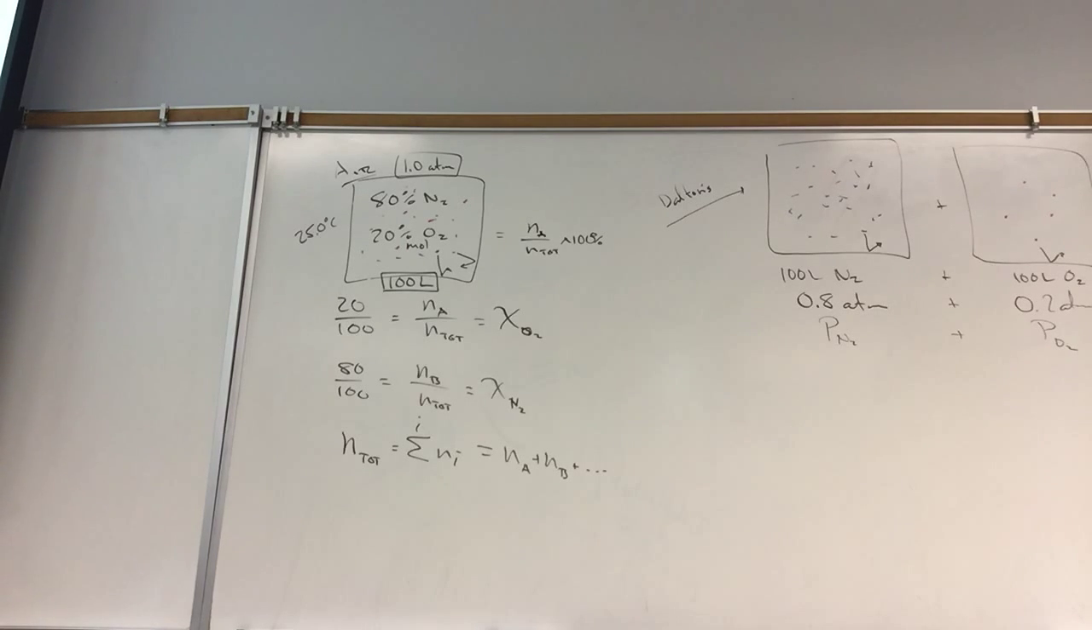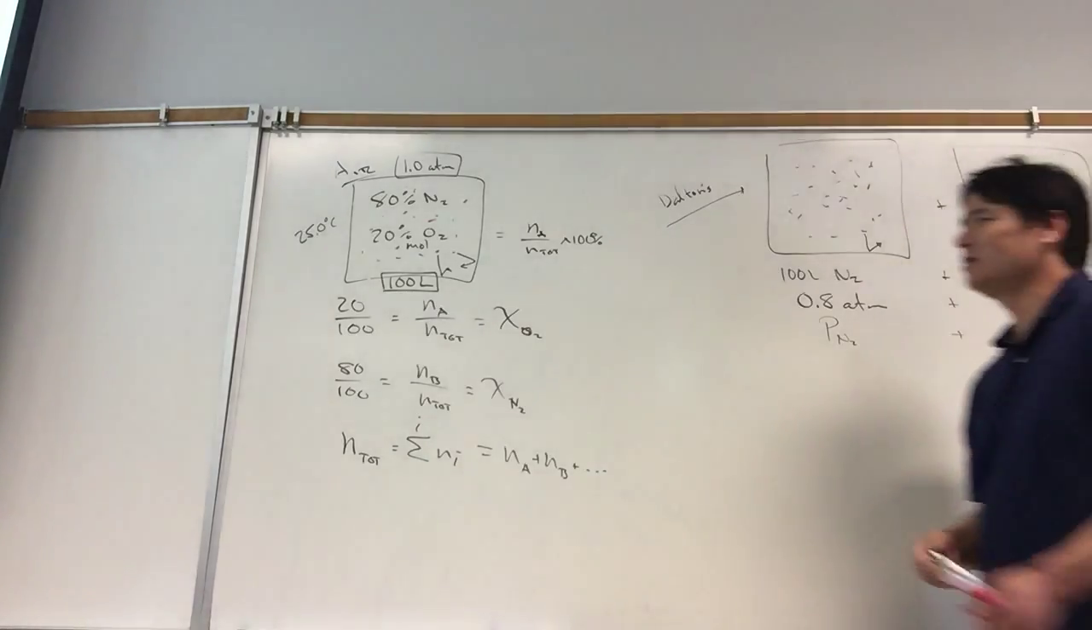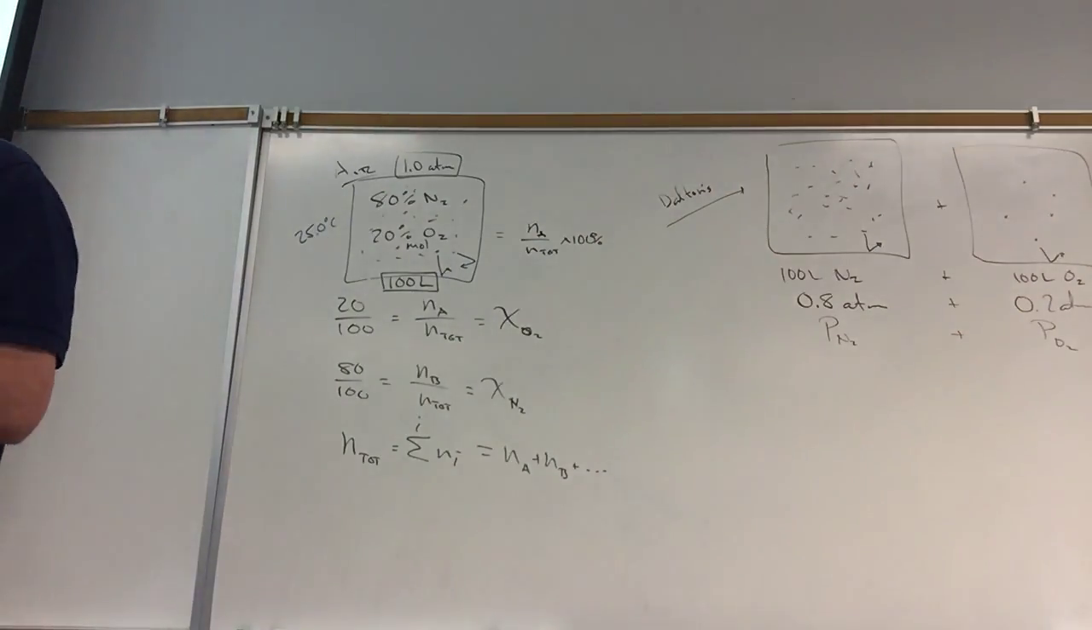But here, the volume, in terms of Dalton's, is constant. And so V total is equal to the volume of nitrogen, which is equal to the volume of oxygen. In other words, V total is equal to V_A, which is equal to V_B, which is equal to V_C, etc. In other words, the volume is constant. And so when somebody asks you, what is the volume of any gas in this mixture, the volume is easy because it's the same as the total volume.